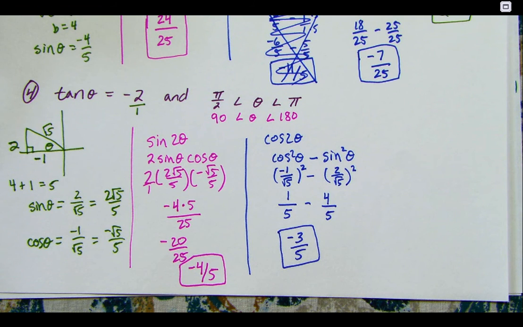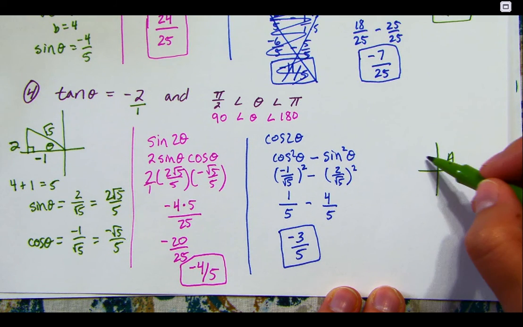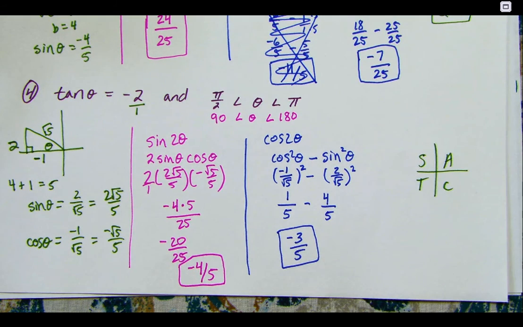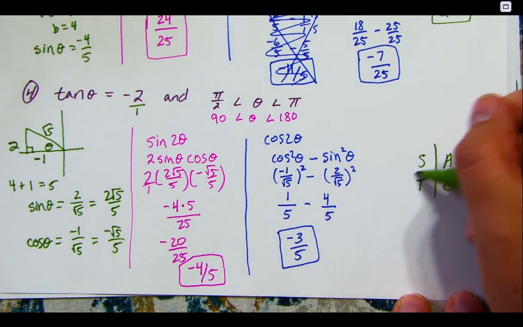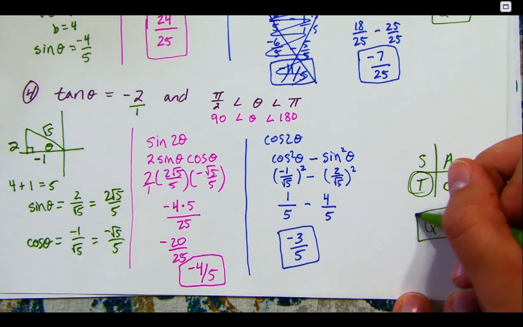And then to figure out what quadrant our answer is in, all students take class. Both of my answers are negative for sine and cosine, so that can only happen in this quadrant. So quadrant 3 is where my answer is at.